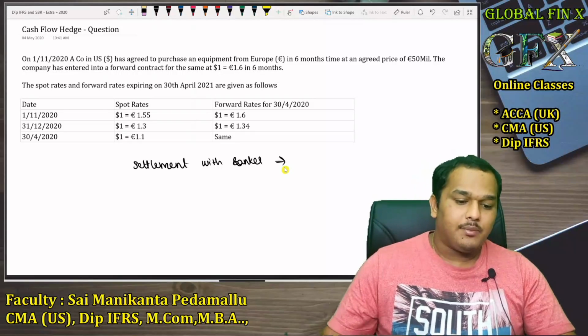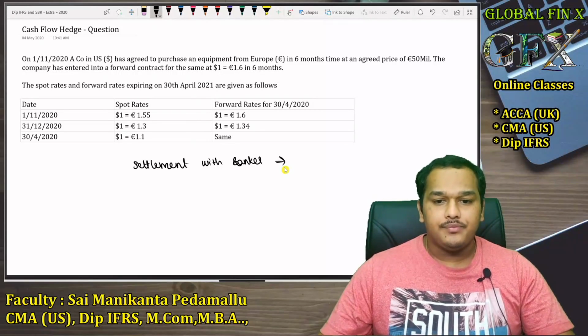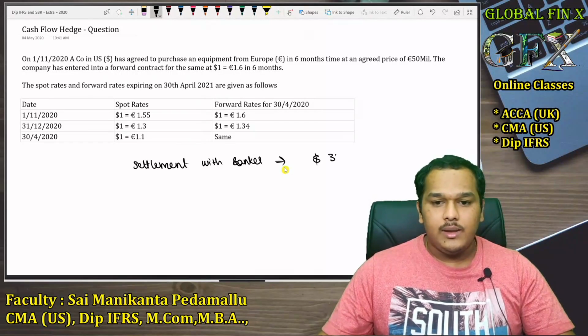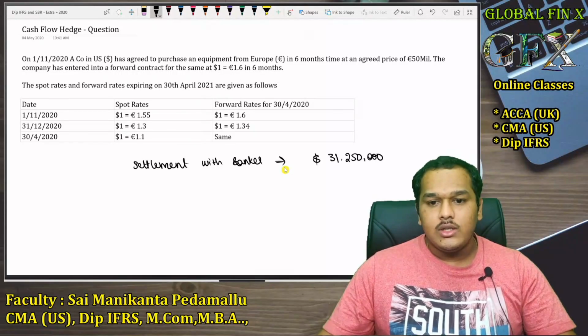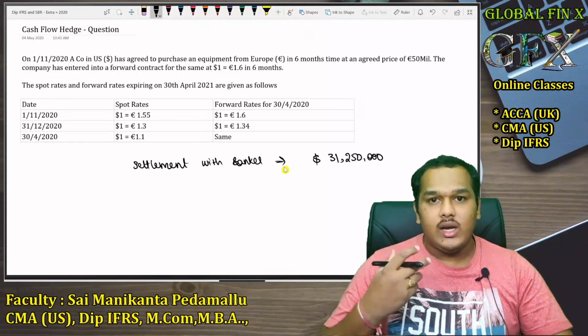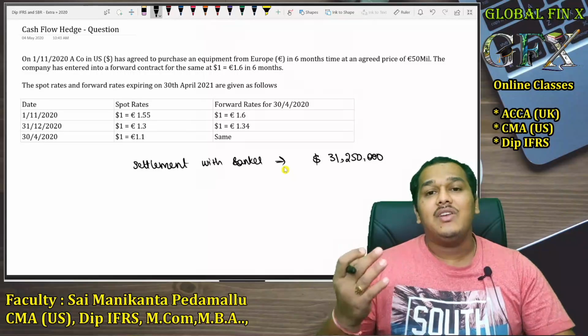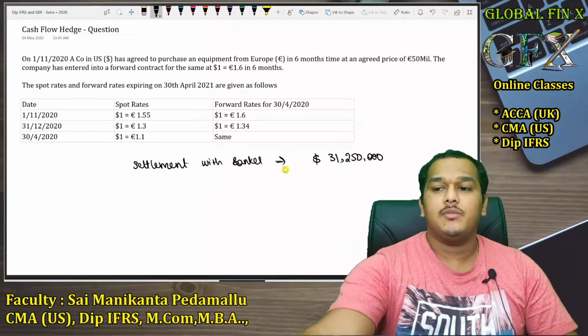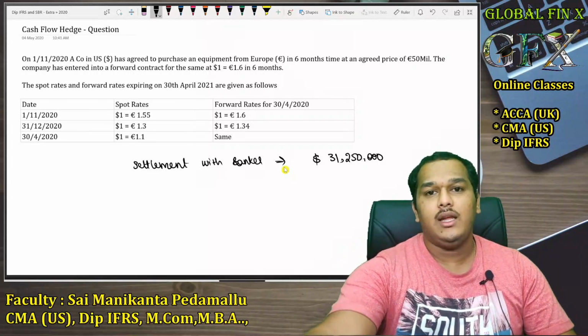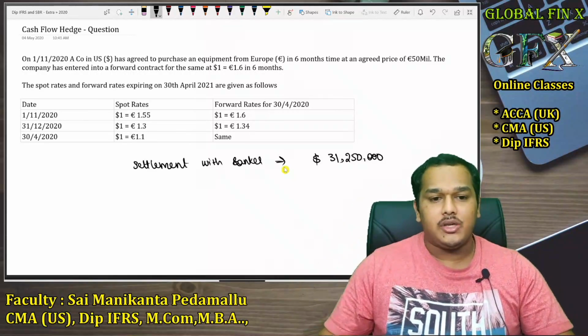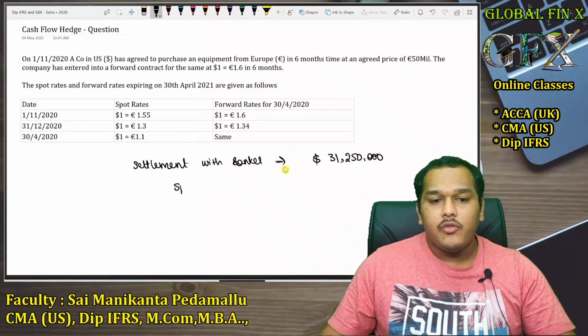So 1.6. That means I'm going to pay him $31,250,000 and he will give me 50 million euros. Those 50 million euros I'll directly transfer to my supplier and I'll get the machine. And what is the spot rate on that date?